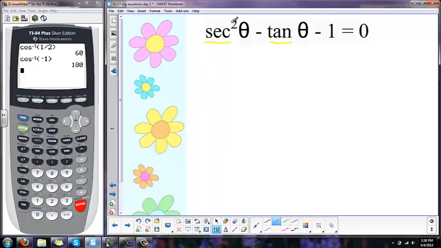Something that pops into my head is maybe I could write this secant squared as 1 over cosine squared theta. And then tangent could be written as sine squared over cosine squared.